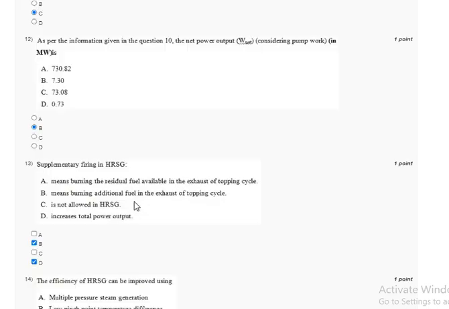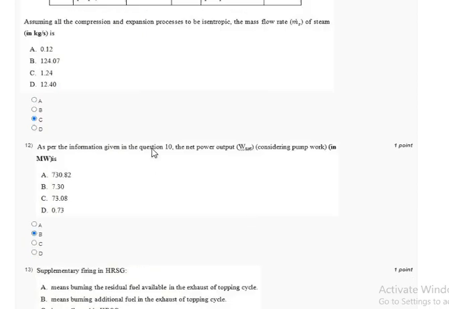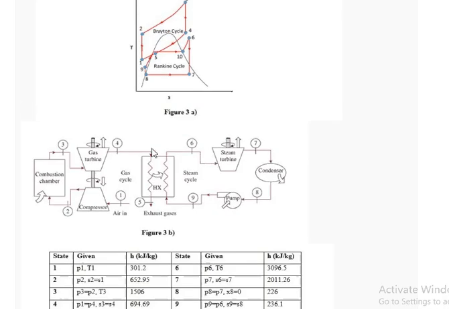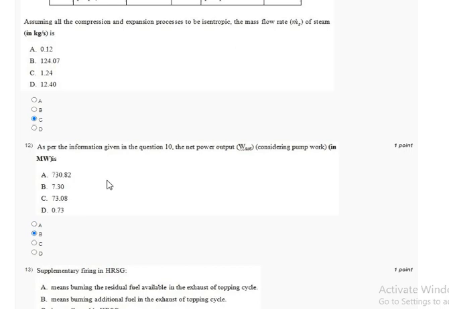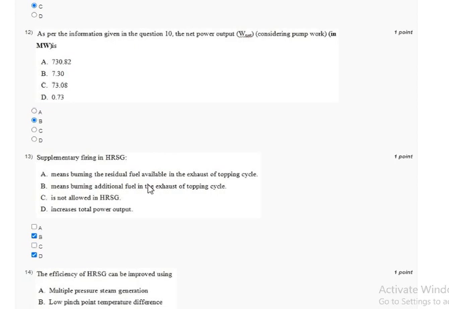Next question. As per the information given in question 10, we have to find the net output power. So if you do the calculation, you will get the answer of 7.3 megawatt. Here the answer will be given in megawatt. So you will get the 7.3 megawatt answer. So B option is correct for this question.